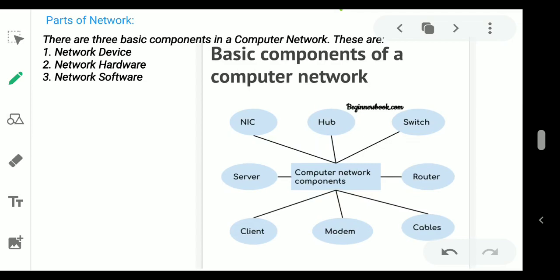Today we will start chapter 2, that is network components. So first we need to understand what are the parts of the network. To set up a network for communication, one needs three basic things.